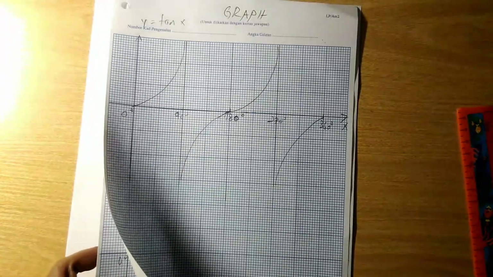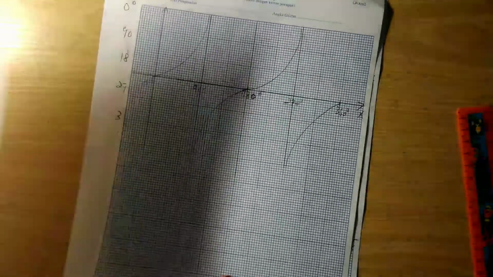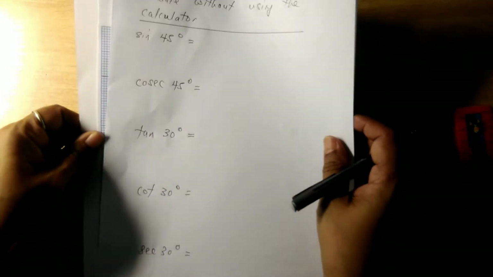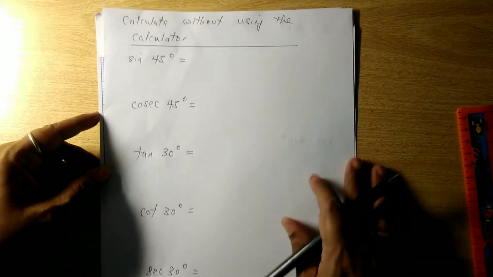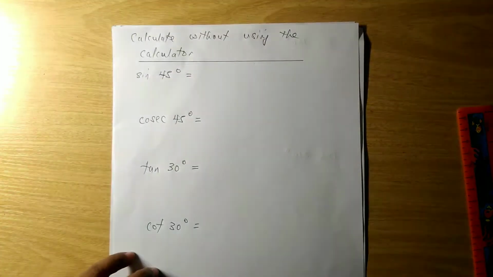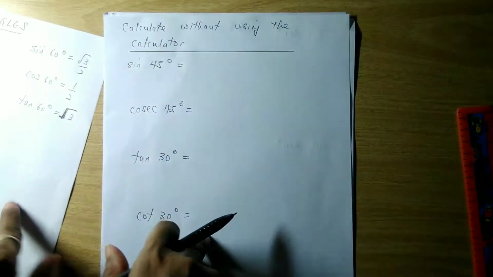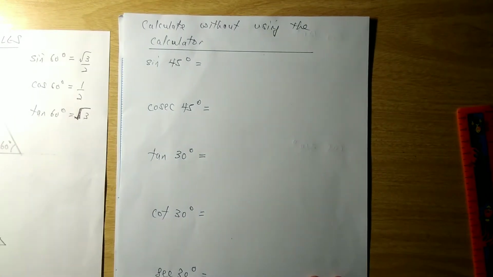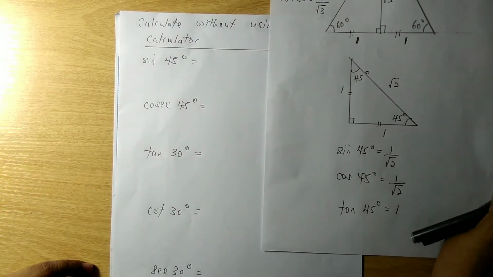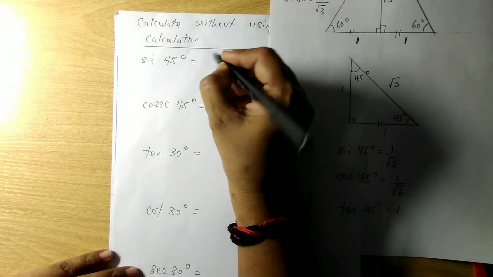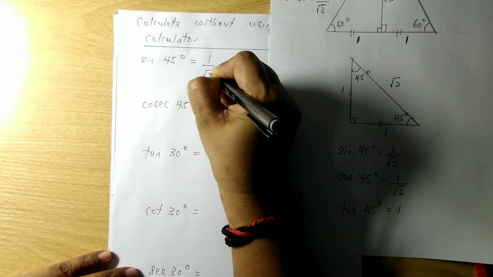Now there are a few more questions that we have seen, an example like this. Let's say the question says: without the use of calculator, find the value of sine 45 degrees. If it is without a calculator, we have to use the given special triangles. So sine of 45 degrees is 1 over square root of 2.